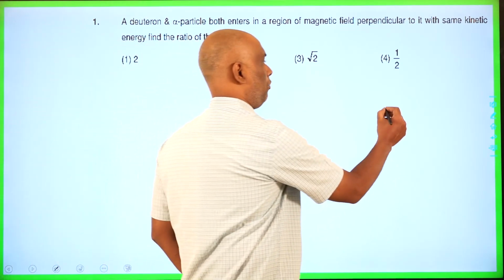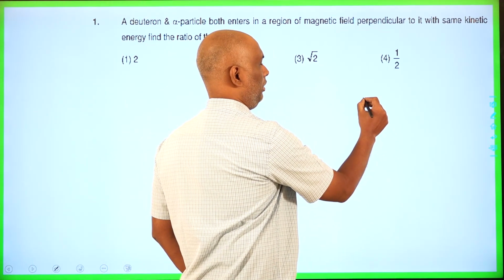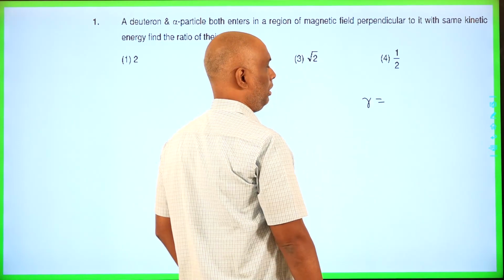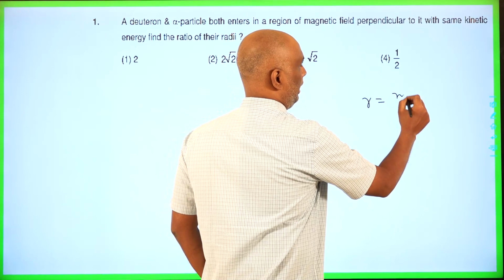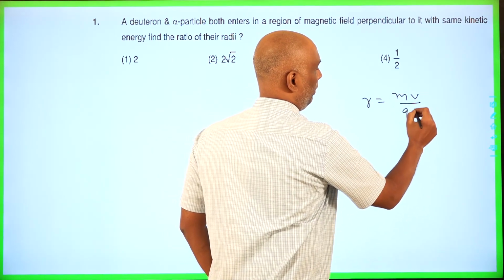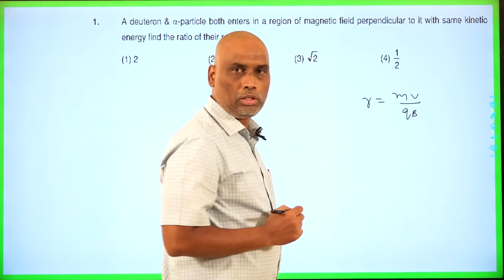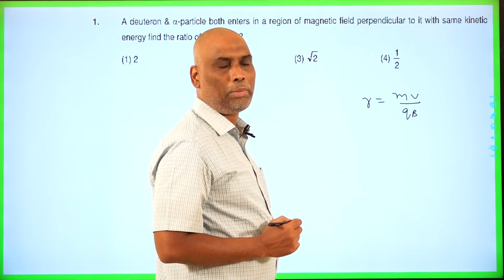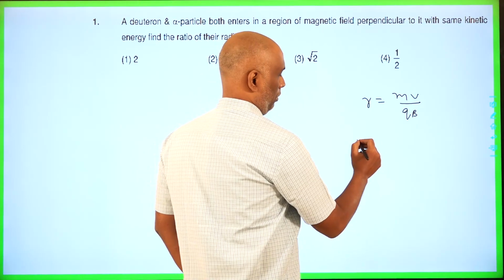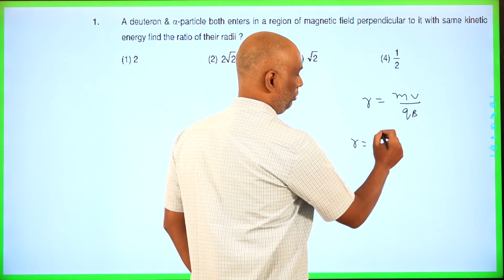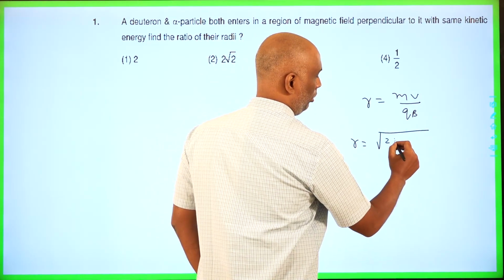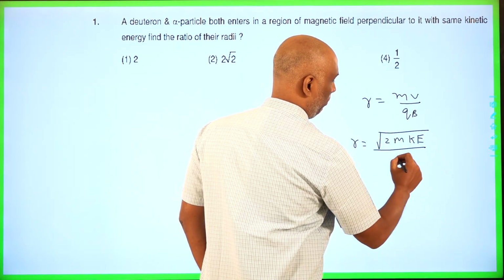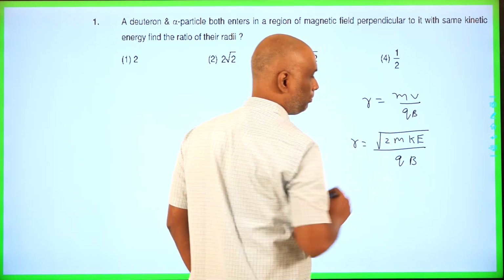The radius of any particle moving in a uniform magnetic field will be given by R equals mv divided by qB. We know that momentum will be given by under root 2m KE. So, radius will become equal to under root of 2m kinetic energy whole divided by q into B.